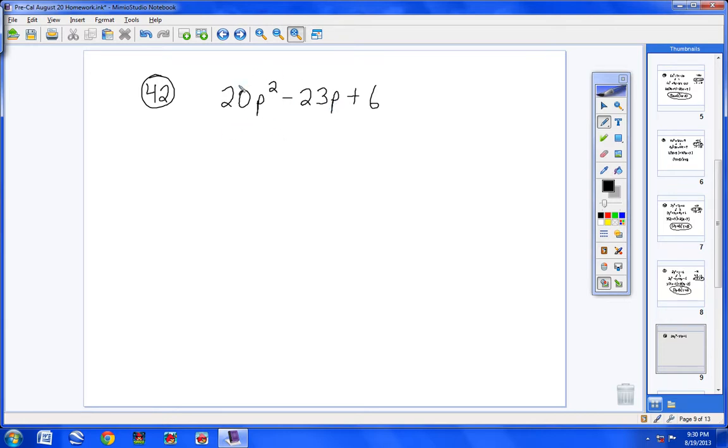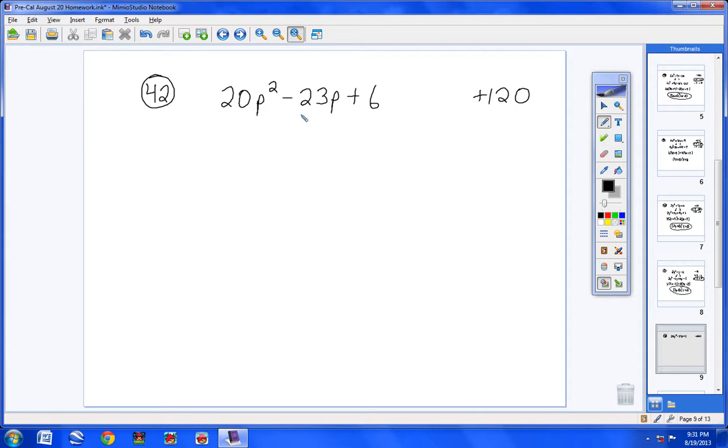So next I notice that I have a lead coefficient of 20, and I multiply that by my 6, and I come out with the product over here. And my product would be a positive 120. Now, I could take time and list out all the factors of 120. Obviously that's going to take a while. I'm going to try to do some in my head and think of something that would come out to negative 23.